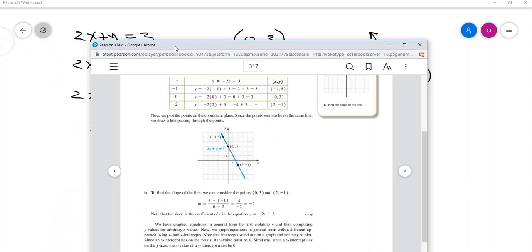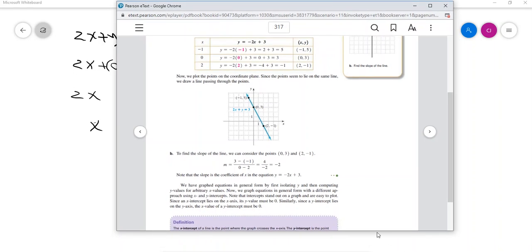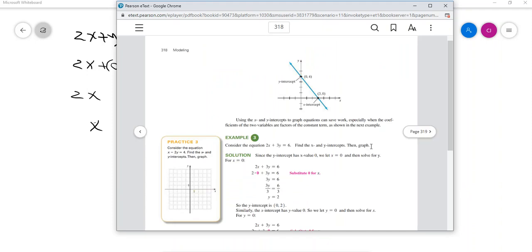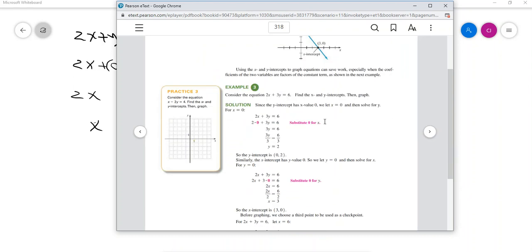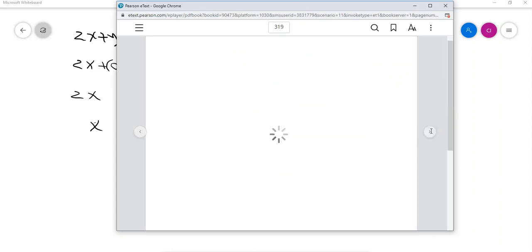All right, so let's go back in and take a look at this. Let's go ahead to the next page. And again, here they're showing the intercepts in the graph, and they got the substitutes. We're just going to go ahead and move on.